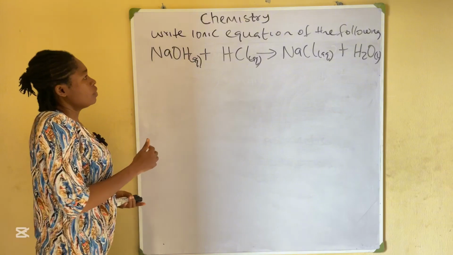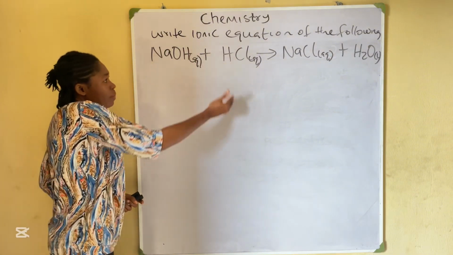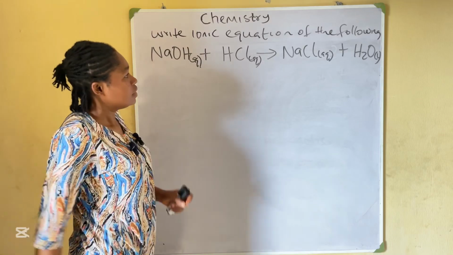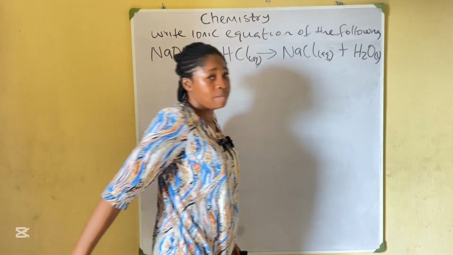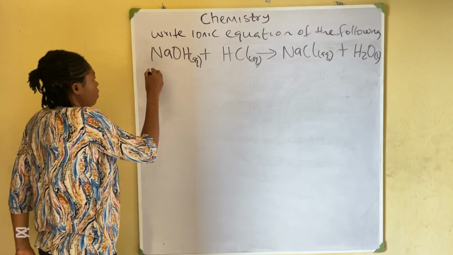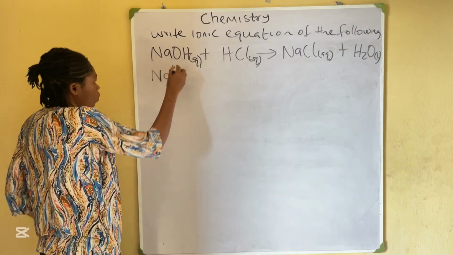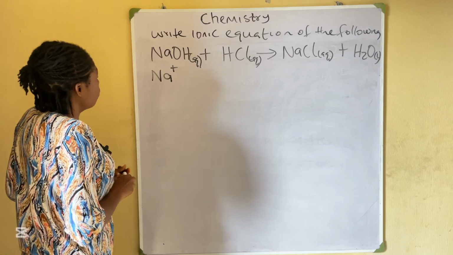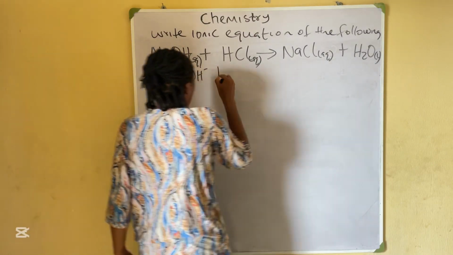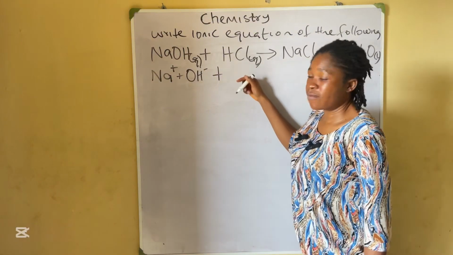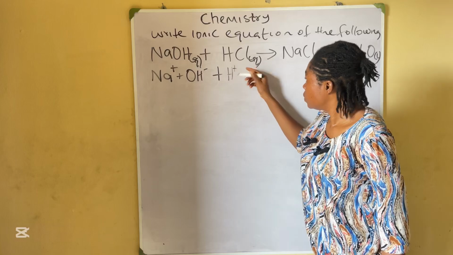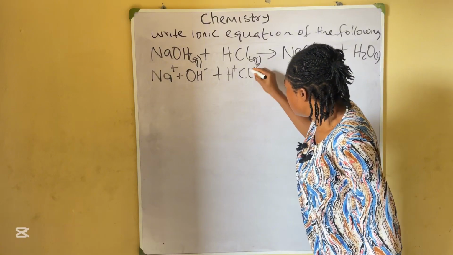An equation of the reaction between acid and base to give salt and water. This is sodium hydroxide, hydrochloric acid to give sodium chloride and water. So I'm going to break them into ions. This sodium hydroxide, what's the charge of sodium? Plus. What of hydroxide? OH minus. Plus hydrogen ion, the charge of hydrogen is plus. Hydrogen ion, chloride ion, Cl minus.